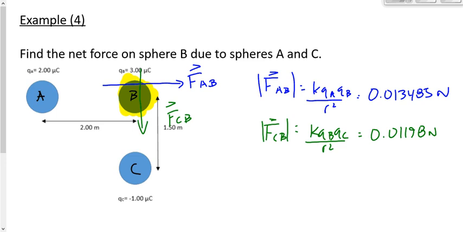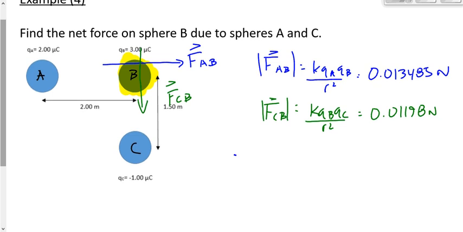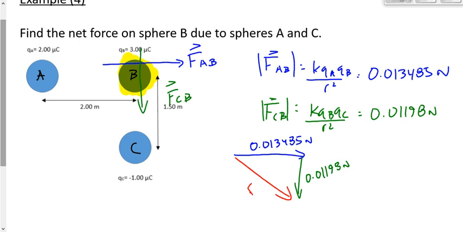Yes, it's exactly what we do. Draw a vector diagram, a triangle, right angle triangle, in fact. This is 0.013485 newtons to the right. This guy is 0.01198 newtons downwards. And we're going to say that the hypotenuse is the net force. And of course, that's the angle there.